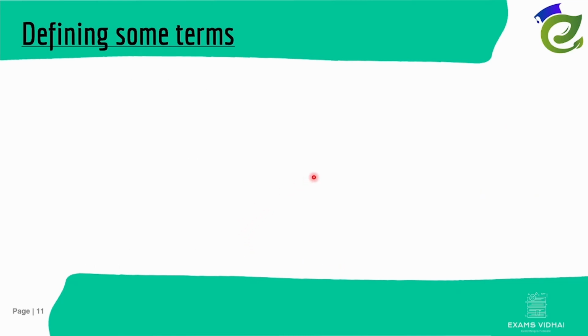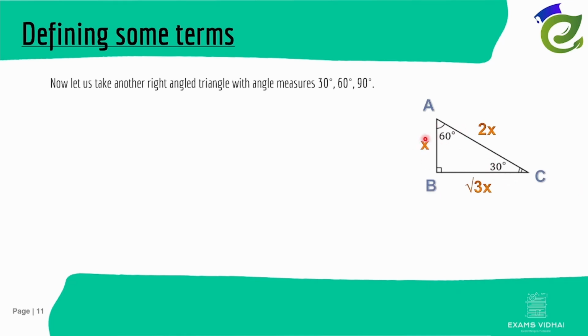Now let us calculate for a triangle with 30, 60, 90 measures. So here we have a triangle 30, 60, 90. There are many ways of calculating the ratios for these two angles, but I'll give you one easy way of doing it. Let us first assume the side opposite to 30 degrees as X. So far so good. And we assume the side opposite to 90 degrees as 2X.